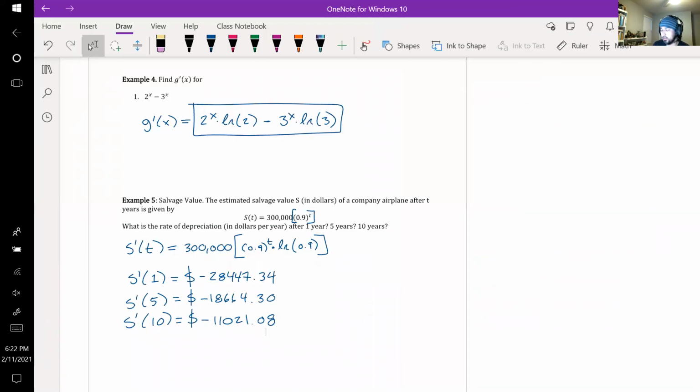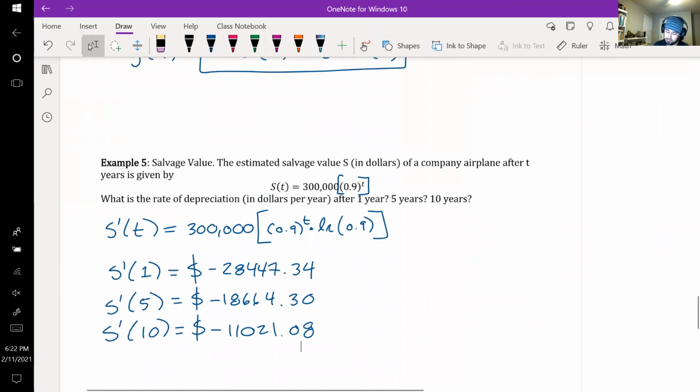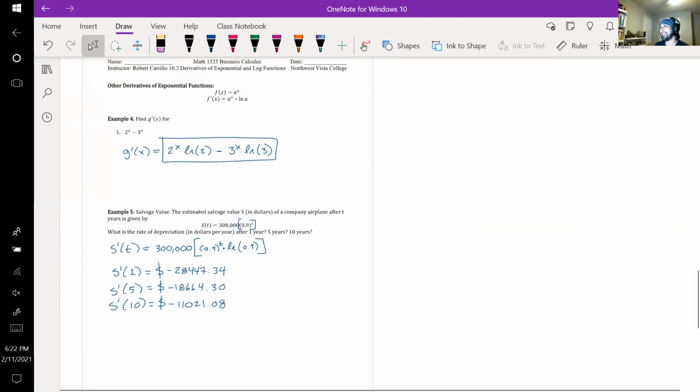All right. So again, our airplane every year, first year, 5 years, 10 years, the rate of depreciation is going to keep going down. So there you go. And that finishes these notes. Any questions? So, and I'm so sorry if I'm still on the topic.